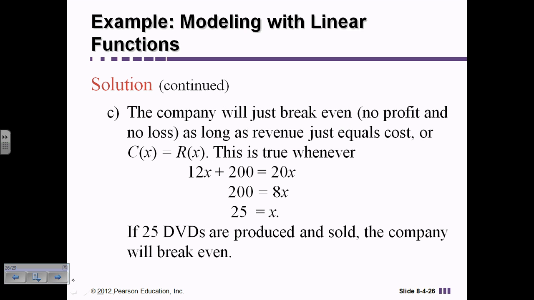And then our last step, how many DVDs do we have to sell to break even? We're going to take this 12x plus 200 equals 20x, and we're going to solve it. So we're going to subtract 12x from both sides. That's where we get our 8x, and then we're going to divide both sides by 8. So 200 divided by 8 is 25. So I have to produce 25 DVDs before I'll break even.